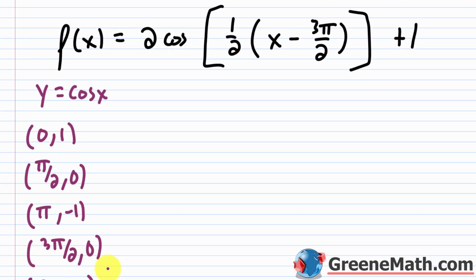So looking at, again, the phase shift, we know that we went to the right by 3 pi over 2. So we're just going to start off with that. We're going to say that this is going to be 3 pi over 2. And then from there, you're just going to add quarter periods.